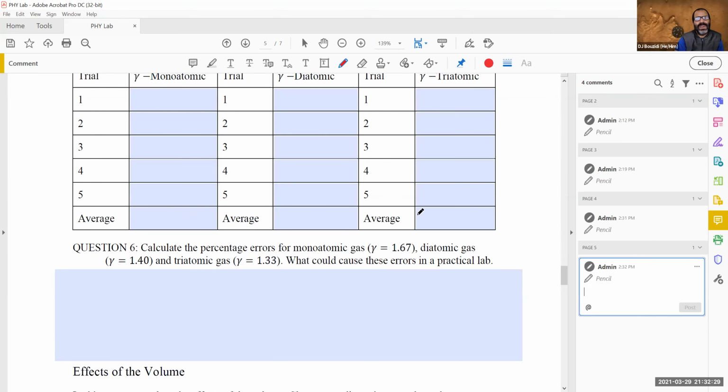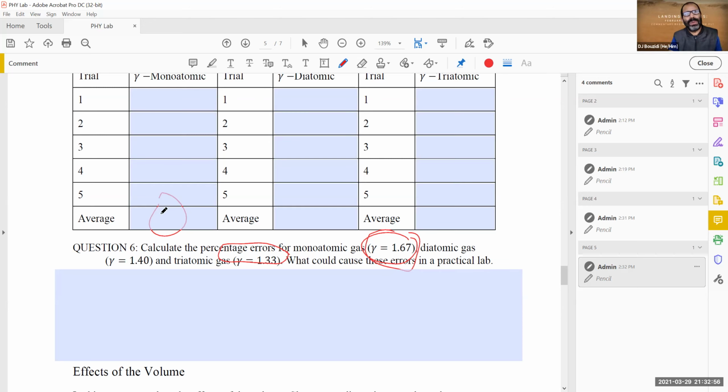Now how do these averages compare to these values? Gamma 1.67, 1.4, and 1.33. Okay. Are the errors acceptable? So this, or take them as known values. So what you do in this case, if I'm calculating the monoatomic gas, I take this average minus this value divided by this value times 100% in absolute value.